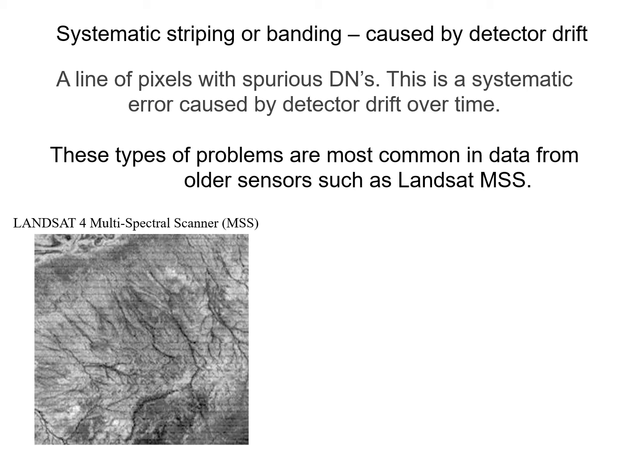These types of problems are most common in data from older sensors, such as Landsat MSS. We'll talk about this as we go on. The MSS is the multispectral scanner. That was the first useful sensor launched on the Landsat series of satellites, and so the MSS record goes back to 1972. And it's got a lot of problems, to be honest.